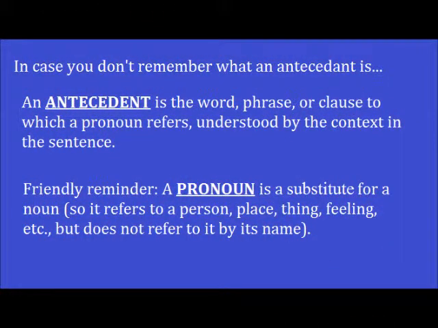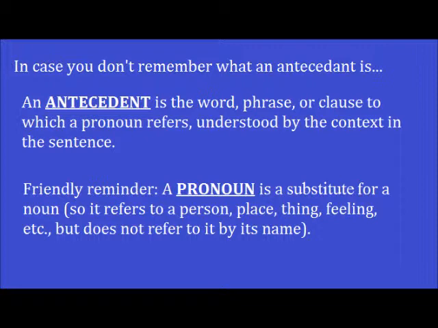Hello, today I'm going to talk about ambiguous antecedents. First, let's review what an antecedent is. As stated in the 2003 edition of the Chicago Manual of Style, an antecedent is the word, phrase, or clause to which a pronoun refers, understood by the context in the sentence.